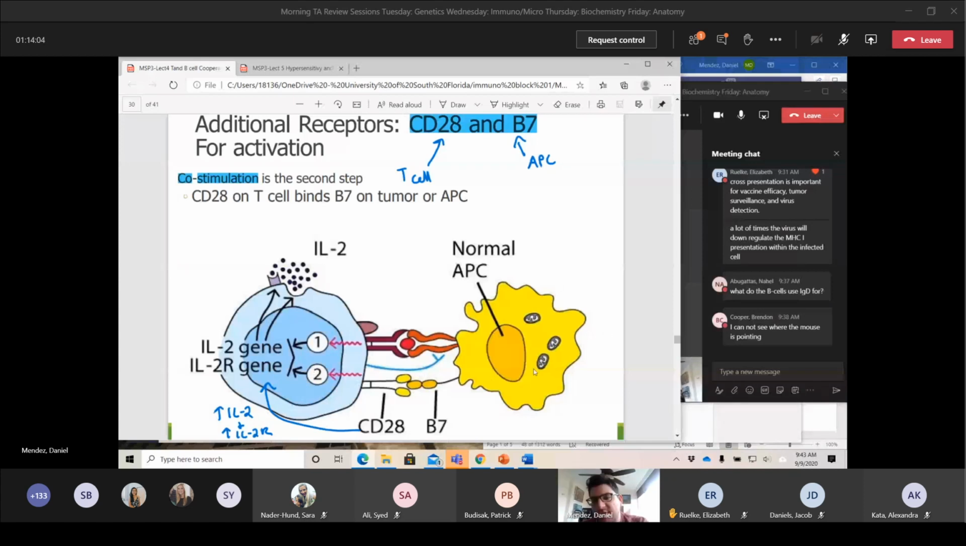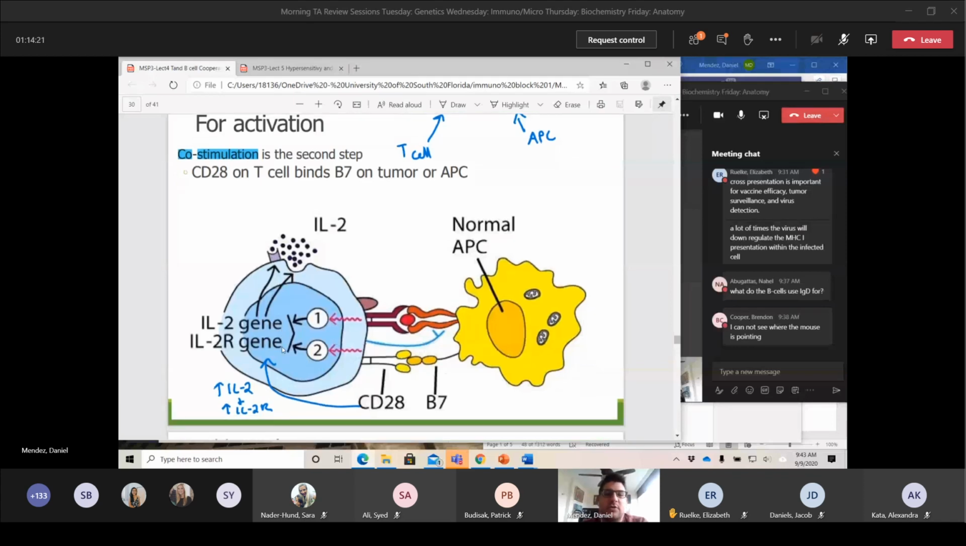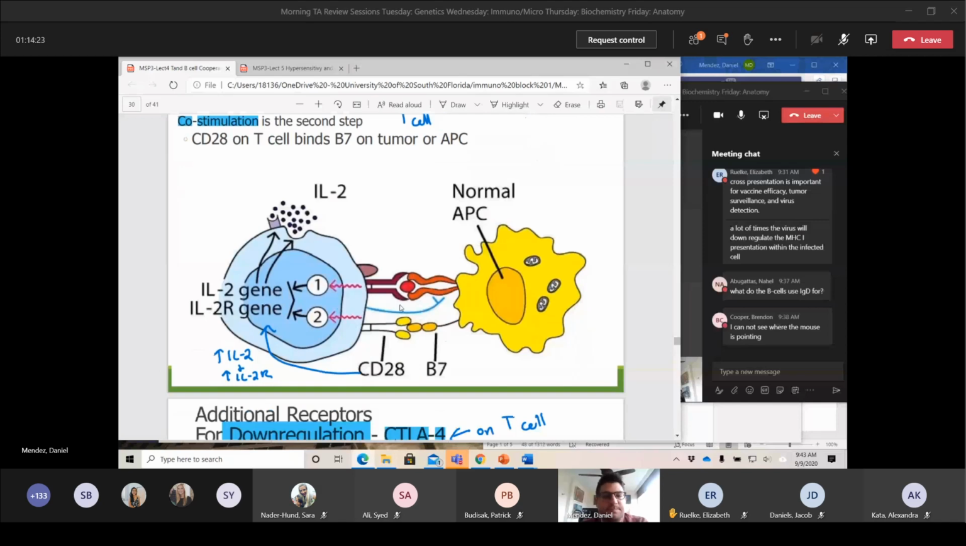So we have here the MHC class 2 APC, so a dendritic cell or a macrophage, most likely a dendritic cell, which interacts with the TCR and releases IL-2. CD28 and B7 interact and release IL-2 receptor. This allows us to get more of this T cell to be able to act in this scenario.